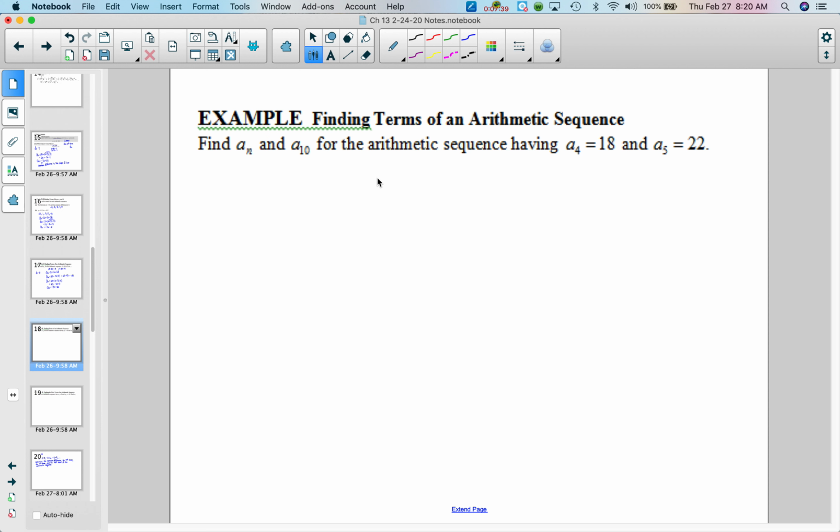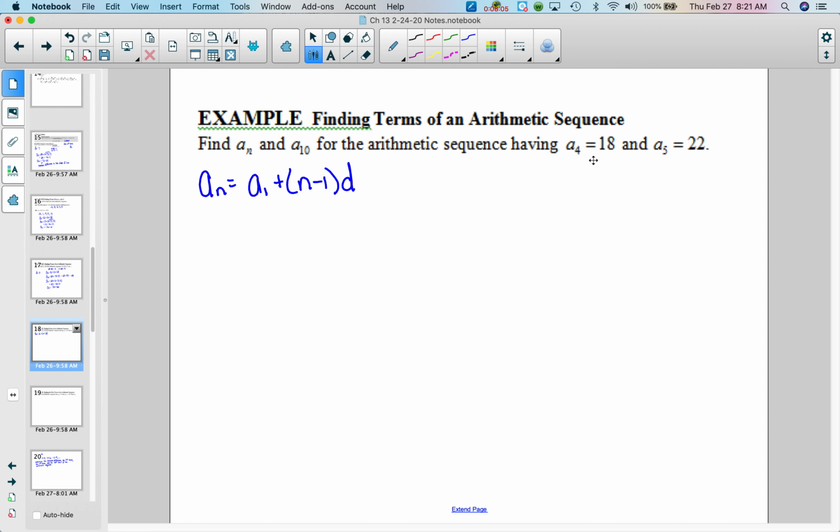All right, so for this next example, we are asked to find a sub n and a sub 10 for the arithmetic sequence having a sub 4 equals 18 and a sub 5 equals 22. So notice that we don't know a sub 1. Just keeping in mind the formula for a sub n, it's a sub 1 plus n minus 1 times d. And in this case, we don't know a sub 1. We also don't know d.